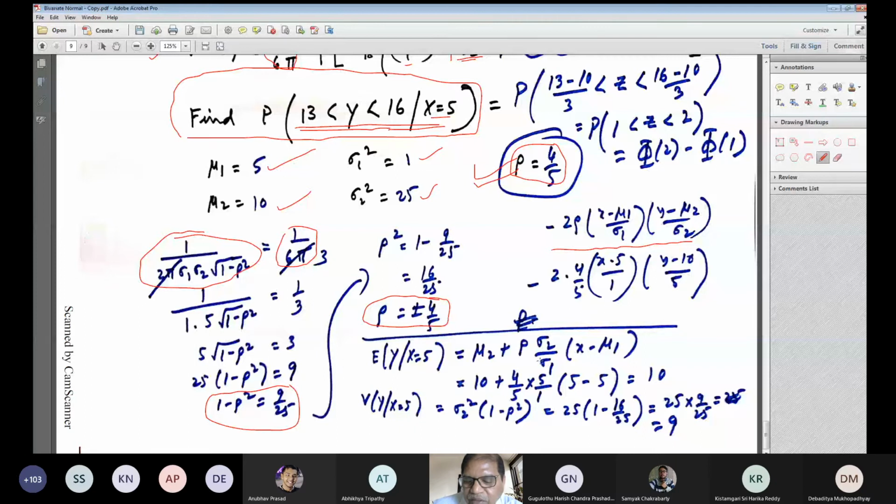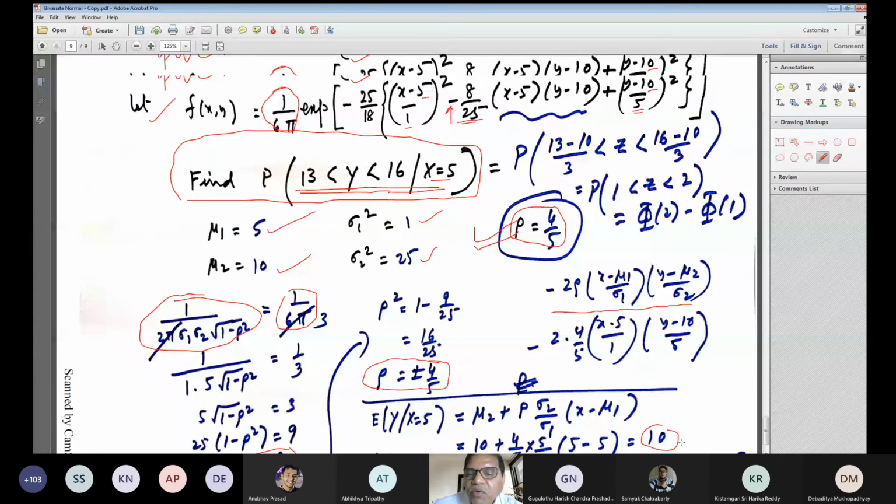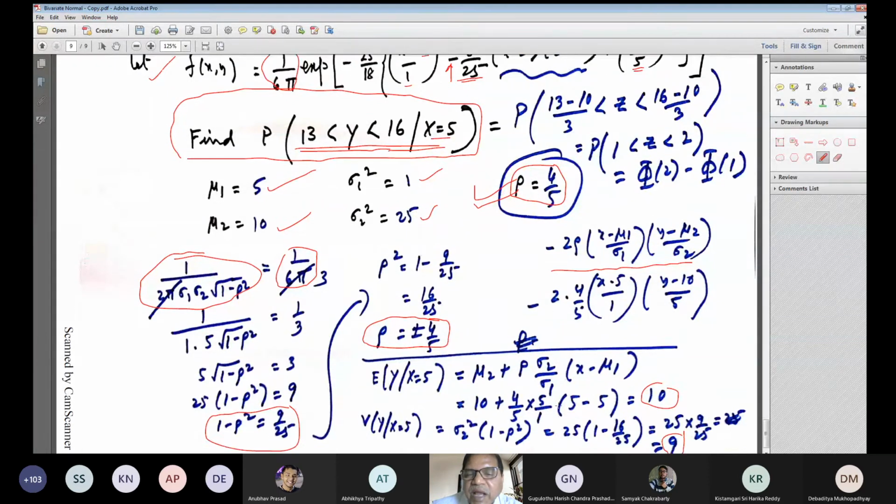Anyway, you have calculated the conditional mean and conditional variance. So y given x is normal with mean 10, variance 9. Now we can easily calculate this one. Since the conditional distribution is known, it is normal with mean 10, variance 9.